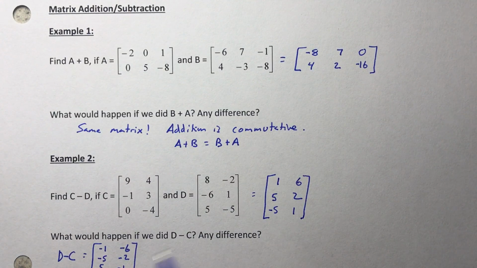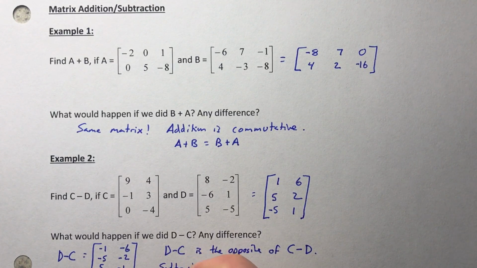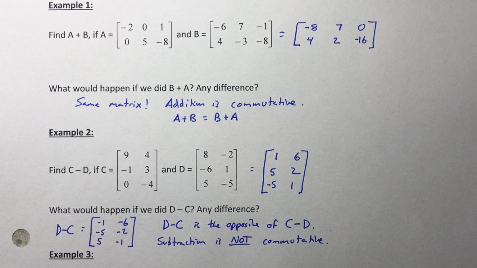So if you compare that to what I got when I did C minus D, we see that D minus C is the opposite of C minus D. That means that subtraction is not commutative. So the order matters on that. Okay, subtraction is not commutative.